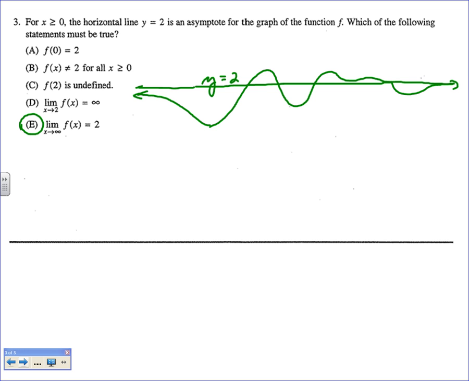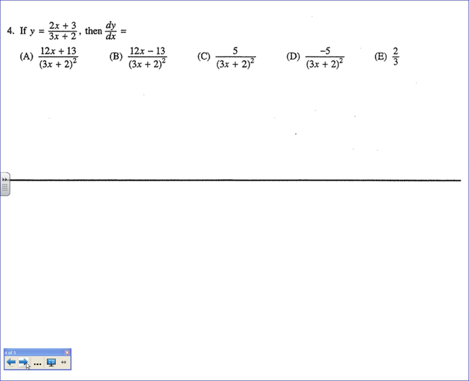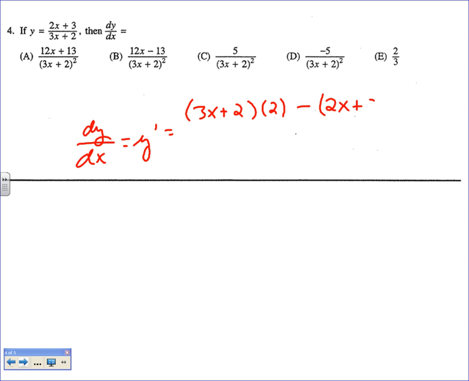Number 4 is a quick problem if you know the quotient rule, dy dx, and remember we often write that as y prime, would equal the bottom times the derivative of the top less the top times the derivative of the bottom over the bottom squared.